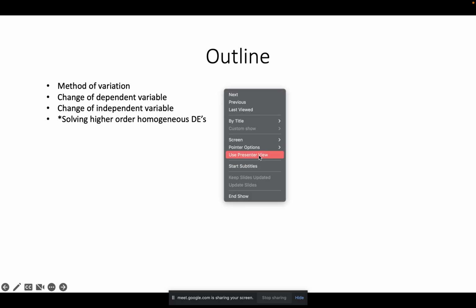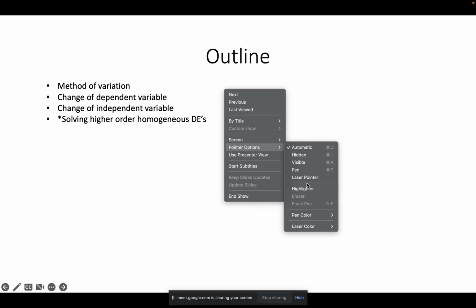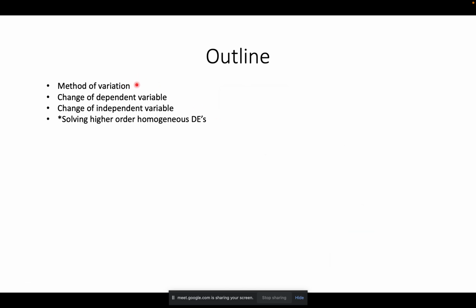So let me just bring out my pointer. Yeah. So first you learn in this course the method of variation. The method of variation is used to solve the second order differential equation which has constant or variable coefficients. And the second thing you have learned is how one can solve the differential equation using the change of dependent variable, where you can change the dependent variable depending on what type of differential equation is given, and then you can also change the independent variable.